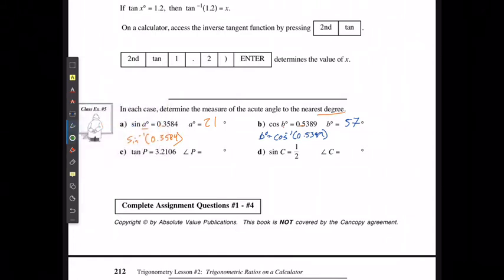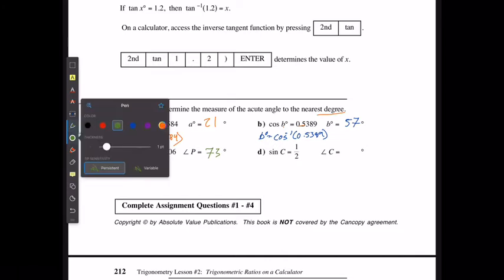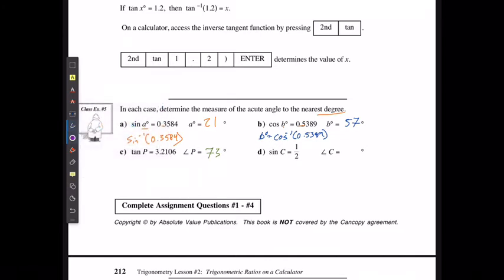If tan P is equal to 3.2106, then tan to the negative 1 of that is going to give me an angle of 73 degrees. And if sine of C is equal to 1 over 2, what I'm actually putting into my calculator to solve this is angle C is equal to sine to the negative 1 of bracket 1 divided by 2, and close that bracket, and I get 30 degrees.